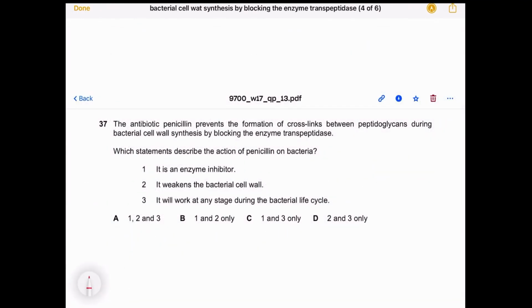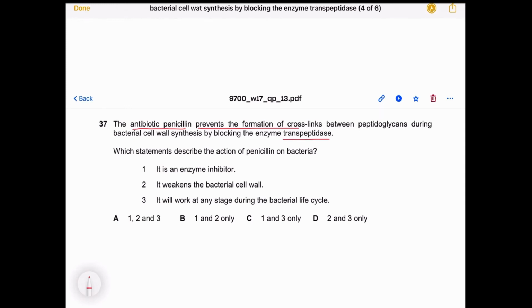So let's look at a sample past year question. For this question, the question stated that the antibiotic penicillin prevents the formation of crosslinks between the peptidoglycans. So in this case, they mentioned the enzyme transpeptidase, which is sometimes also known as the glycoprotein peptidase. So how would you describe the action of penicillin?